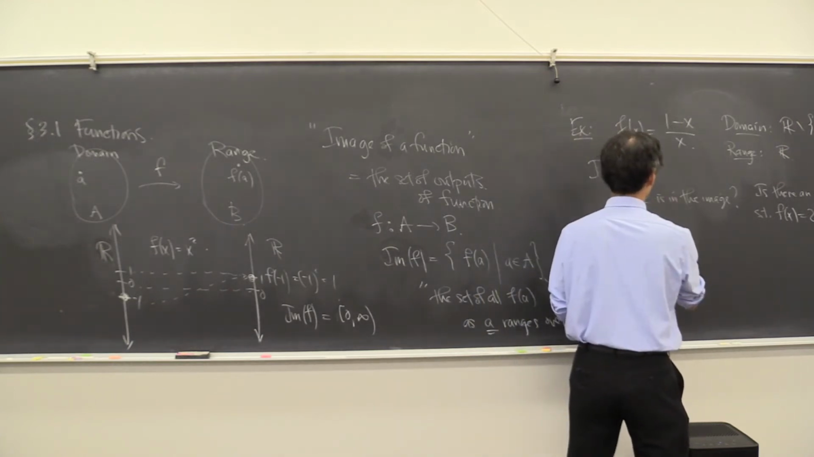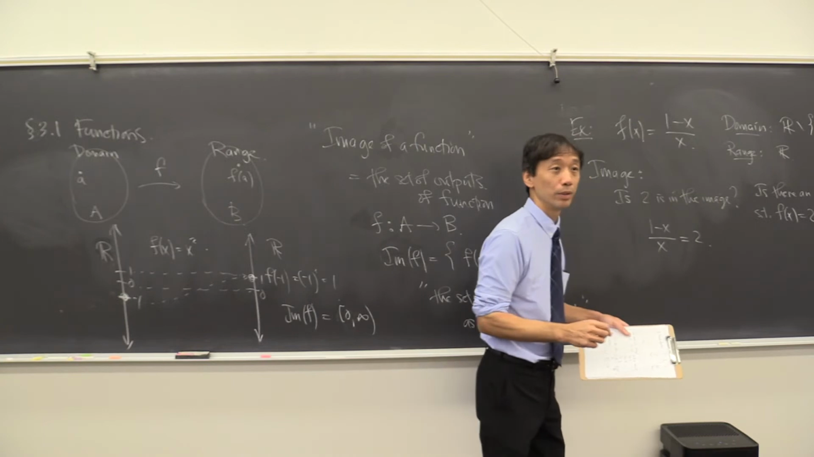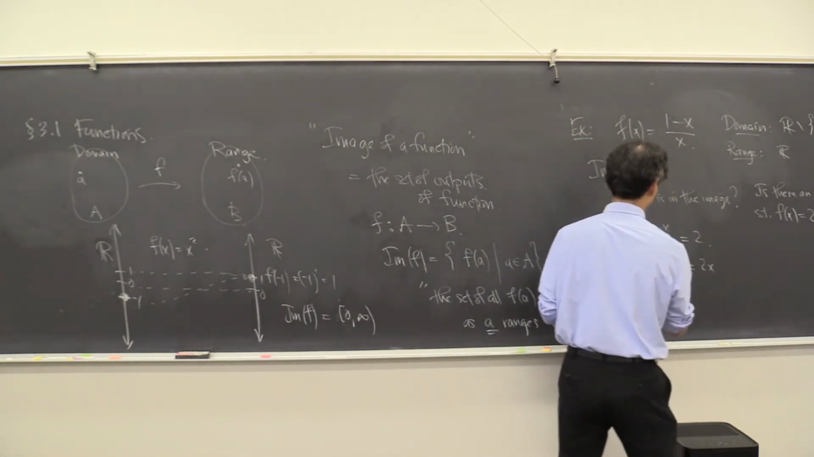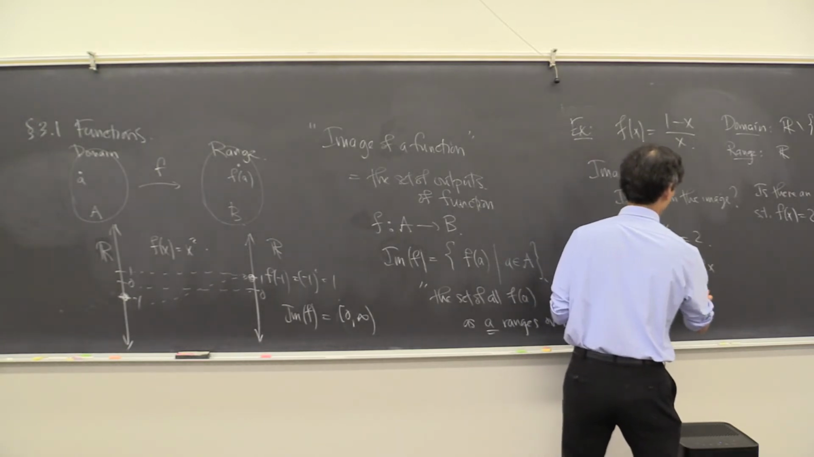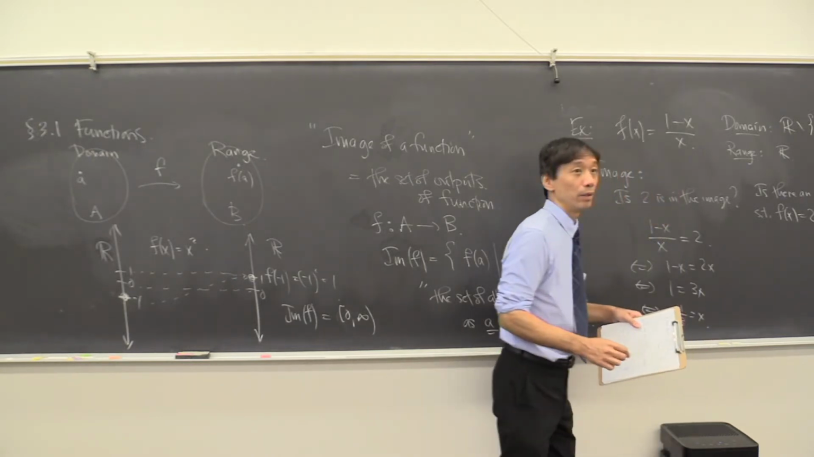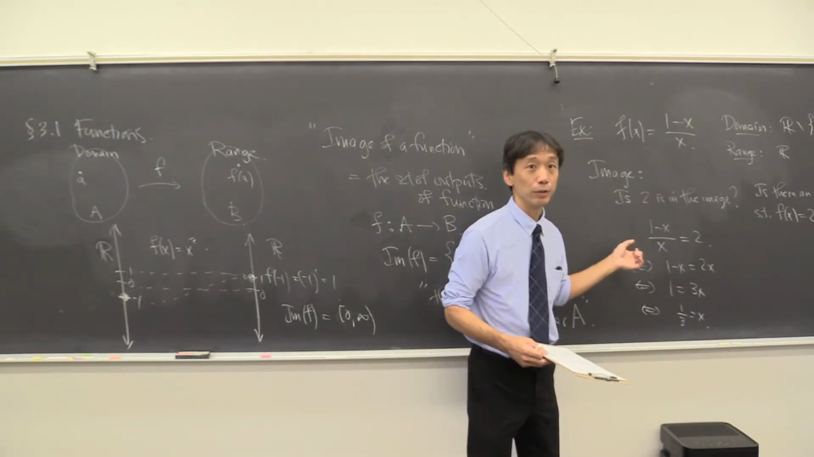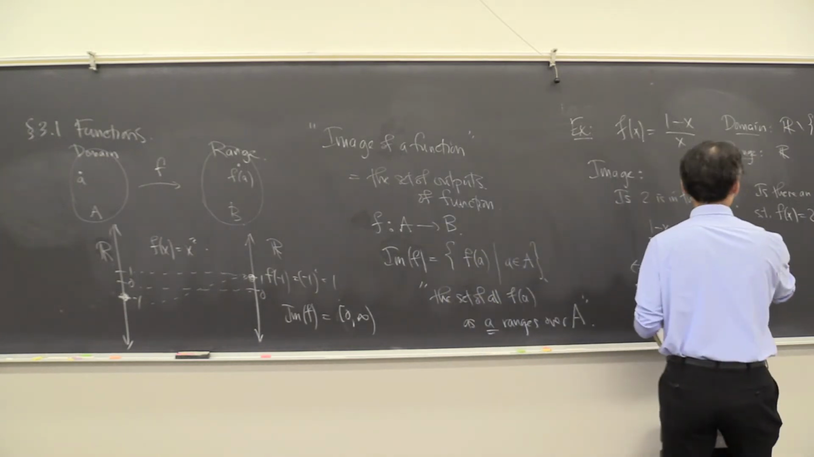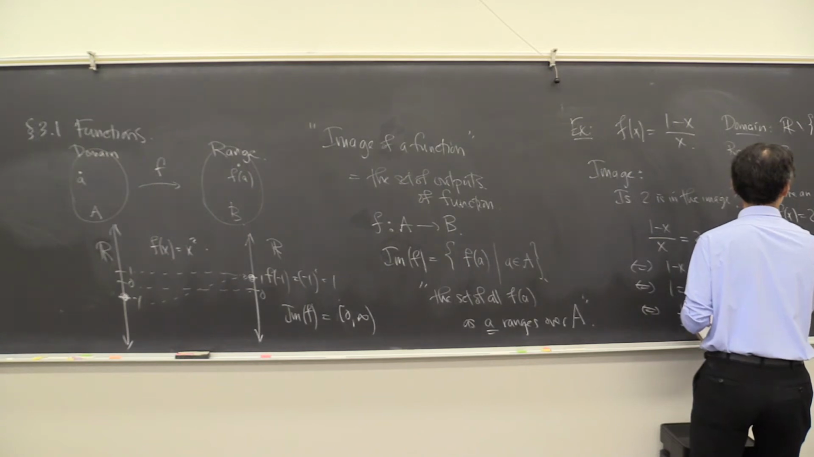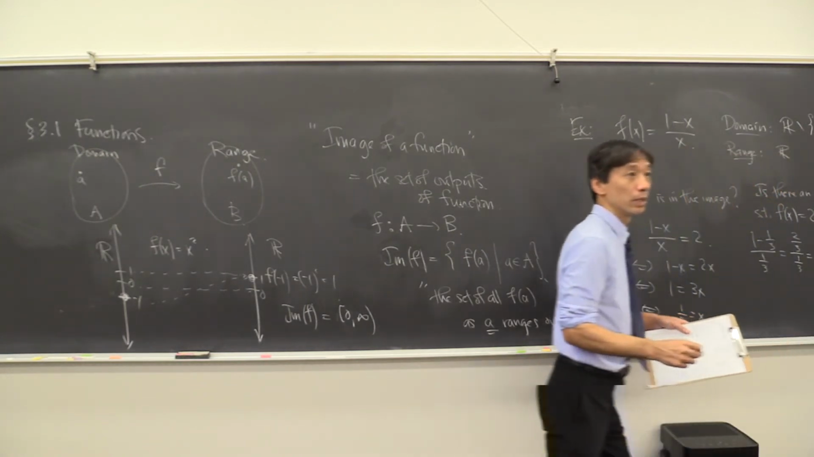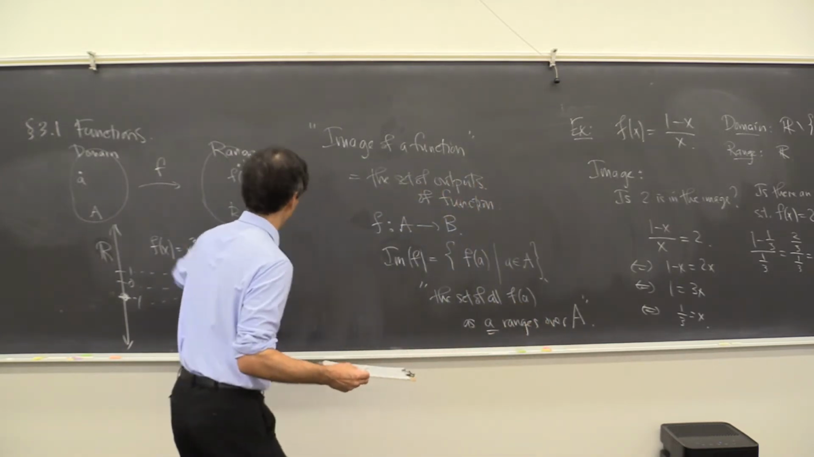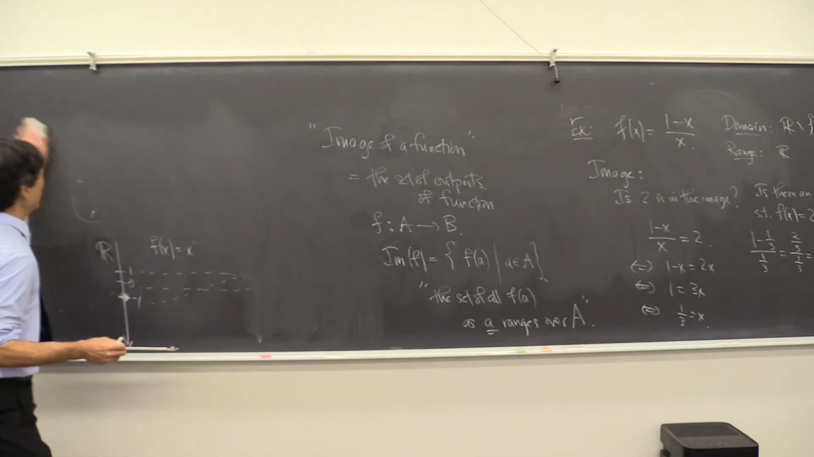We said, well, look, this would have to be equal to 2. That's the same thing as saying that 1 minus x equals 2x. That's the same as saying 1 equals 3x, which is the same as saying x is a third. So yes, you can get a 2 out of this. If we plug it back in, 1 minus a third over a third is 2 thirds over 1 third, which is 2. So 2 is in the image.